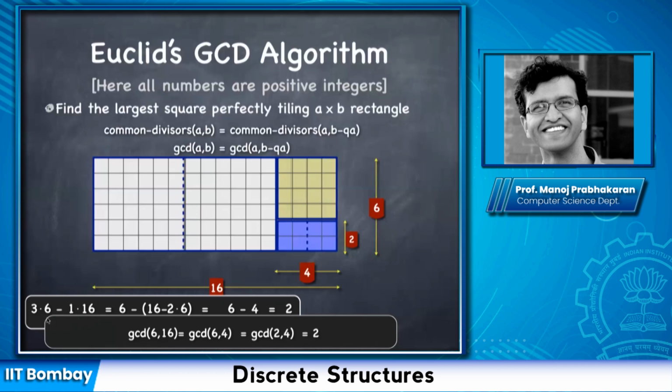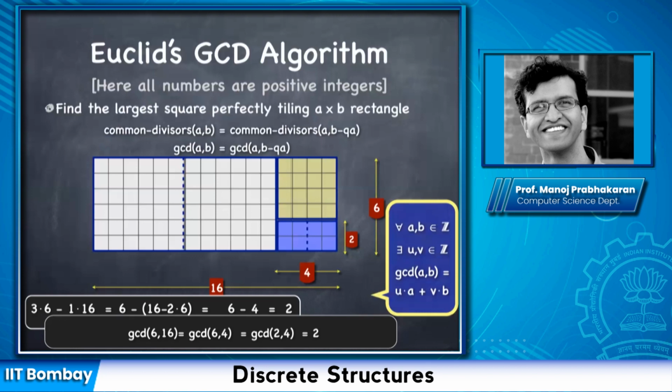Okay. So why is this interesting? I'm writing the GCD as some combination of the original numbers 6 and 16 multiplied by some integers. So it's actually a very useful thing. This has a name, it's called Bézout's identity. We'll see that in a bit. It's just saying that you can always write the GCD of any 2 integers as an integer combination of those 2 integers. Integer combination means multiply them by integers and add them together.